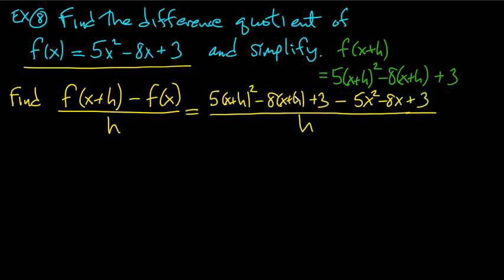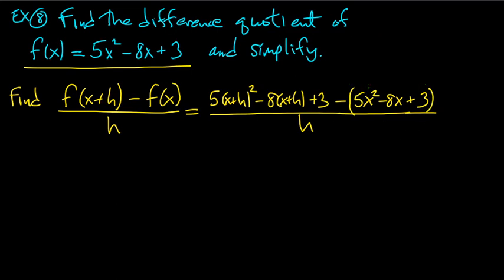And I did something wrong, of course. This is a common mistake. You're subtracting the entire function, so I need parentheses around that. So just so we're clear, this part here is the f of x plus h minus, and then this part here is just the f of x, all divided by h. So that's the difference quotient.